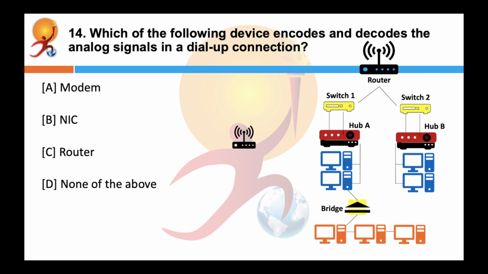Which of the following devices encodes and decodes the analog signal in a dial-up connection? Correct answer is a modem. Computer information is stored digitally, whereas information transmitted over telephone lines is transmitted in the form of analog waves. A modem converts between analog and digital forms.